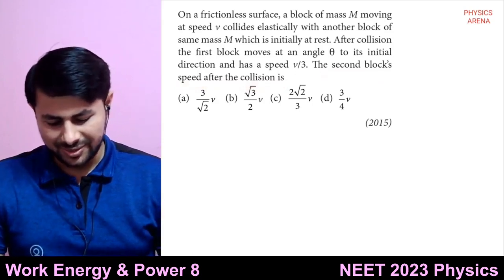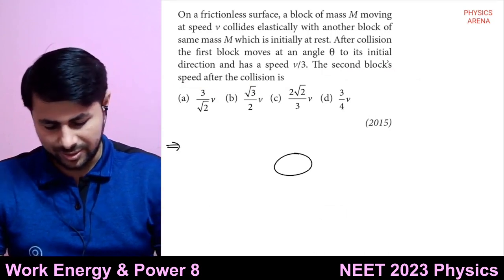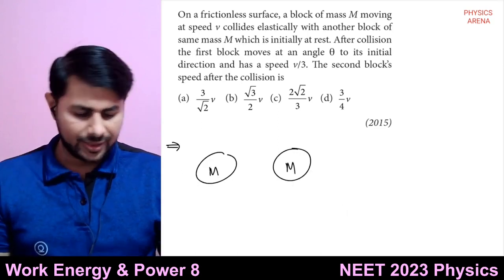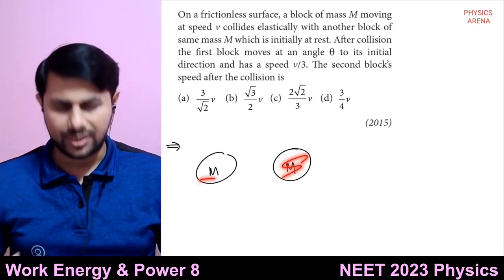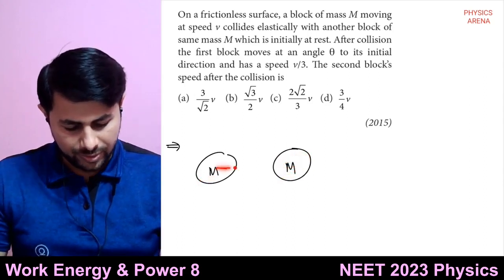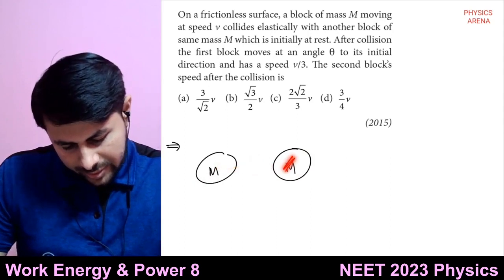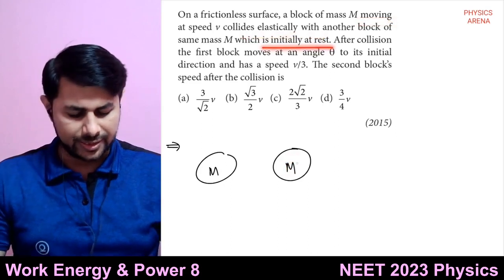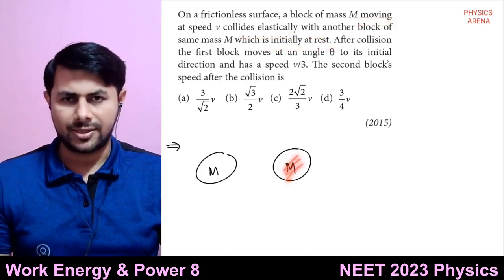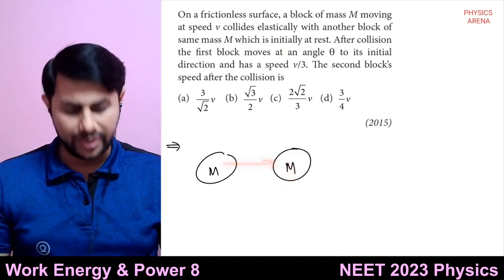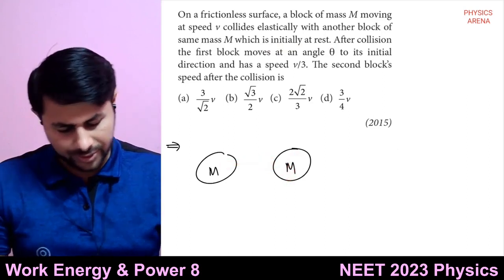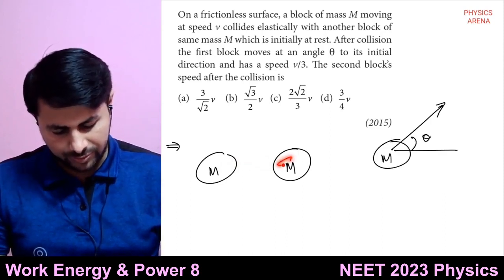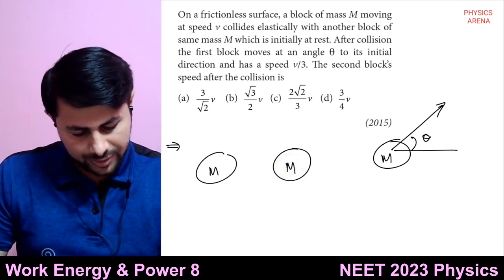This is simple, right? See, there are two blocks, two masses. These two bodies have same masses. Okay, so they collide. The second one collides elastically with another block which was initially at rest. So this one was initially at rest, and then they collide. What happens after the collision? This one goes in some direction, theta. Okay, so this one which was at rest, it goes in some direction.